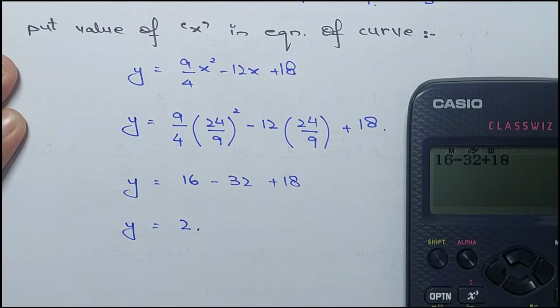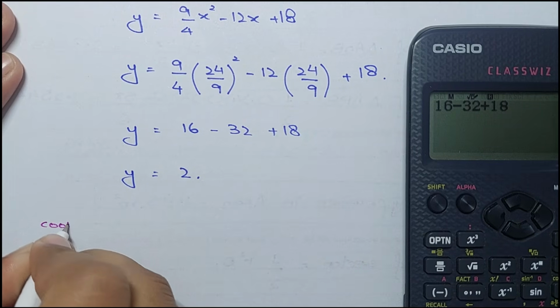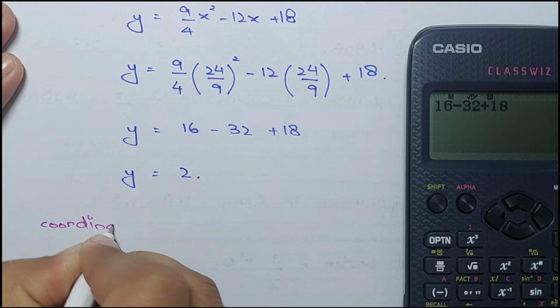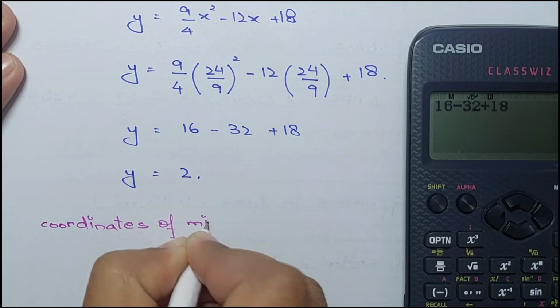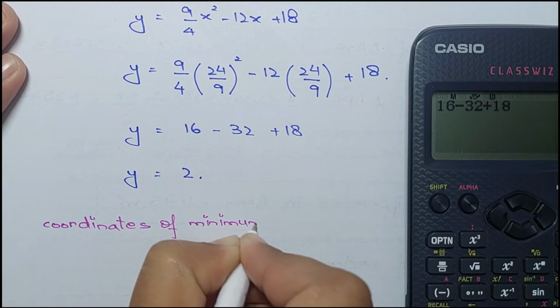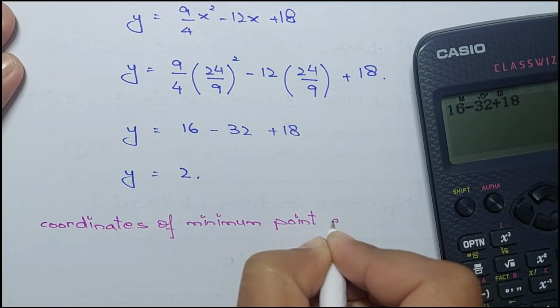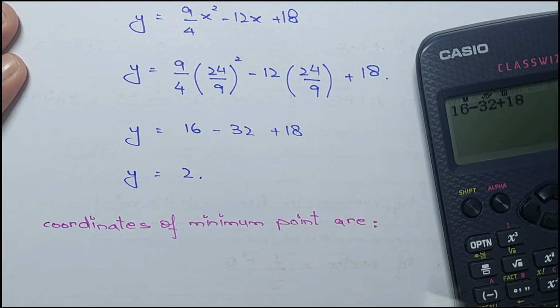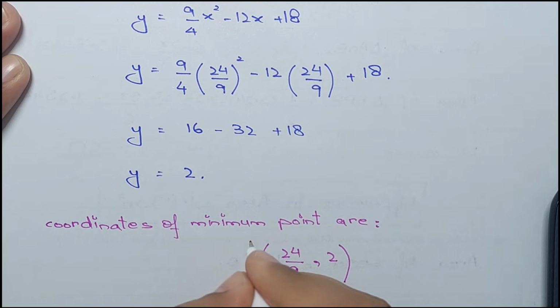The y coordinate is 2. Okay, now we can say the coordinates of the minimum point are: the x coordinate is 24 over 9, or you can write 8 over 3, and the y coordinate is 2. So these are the coordinates of the minimum point.